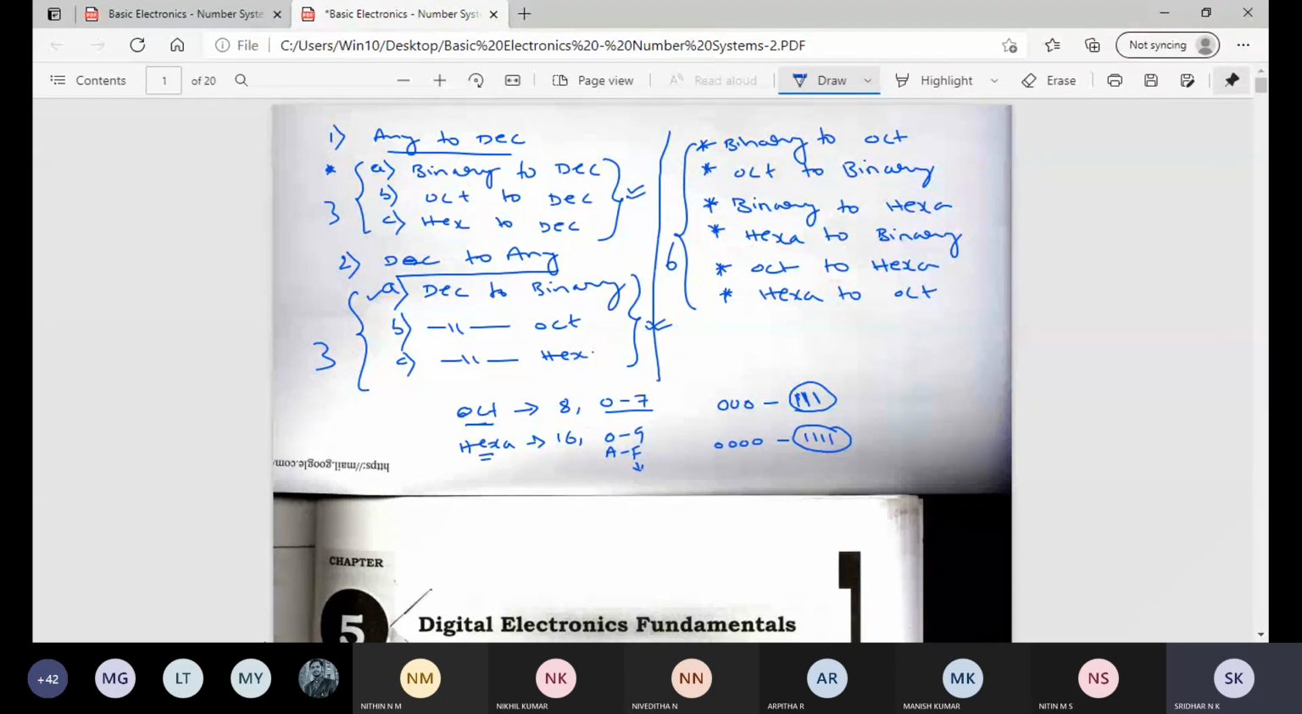So with this basic idea, tomorrow we'll move on to all these 6 conversions. We can complete that in one period in the next class. It is quite easier if you know this concept. Octal number system is grouping of 3. Hexadecimal means grouping of 4.